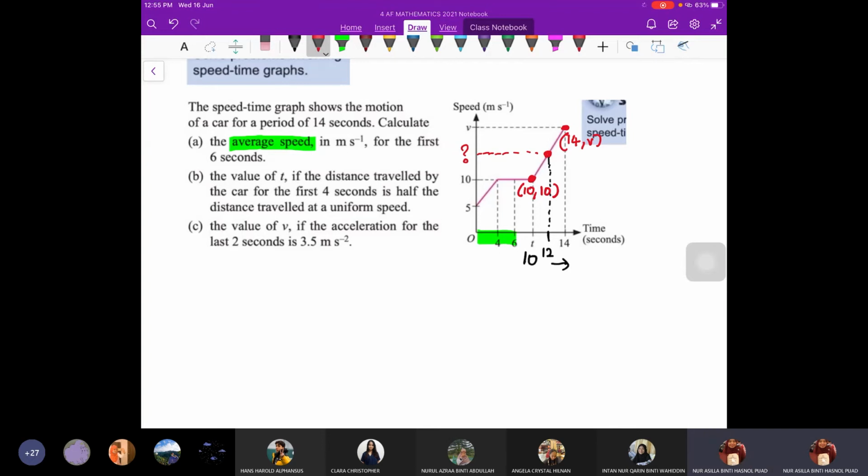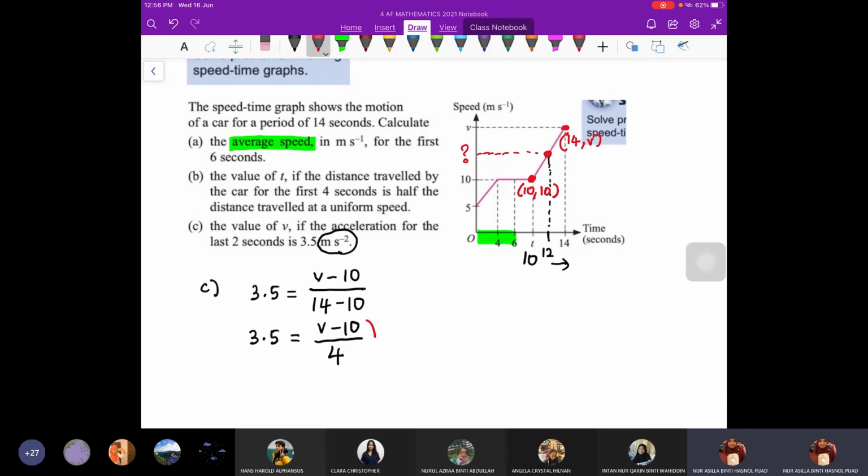Okay, so diberi kepada saya adalah acceleration 3.5 meter per second per second. So formula dia still tak berubah. Formula pula unit dia tak berubah. So no problem. So C 3.5 gradient is equals to Y2 minus Y1. So V minus 10 divided by 14 minus 10. So 3.5 equals to V minus 10 divided by 4.